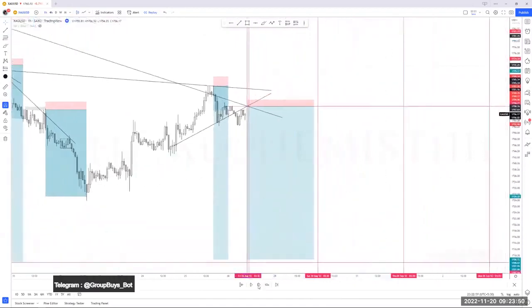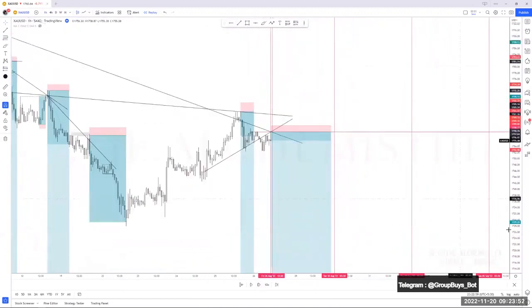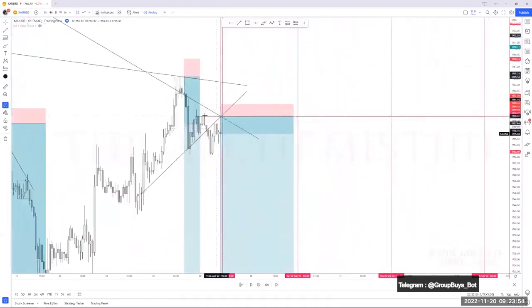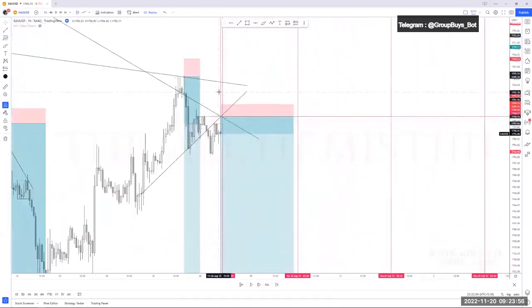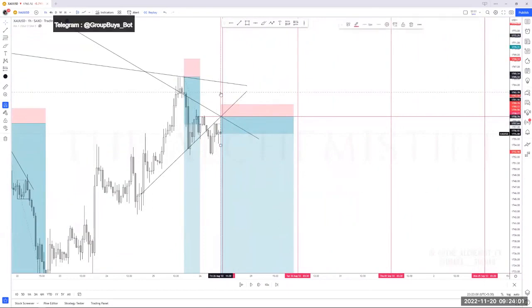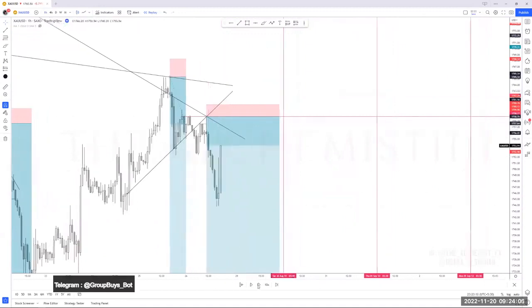Okay, so what happened? Look at that. Look how perfect it is. Two trend lines, resistance, liquidity, timing is also perfect. I told you timing can be used as a confluence, right? Look at that. Right at London kill zone. There it goes. Taps, melting.